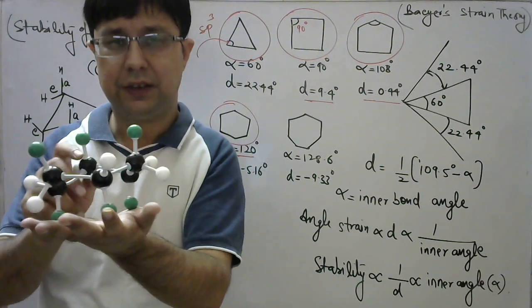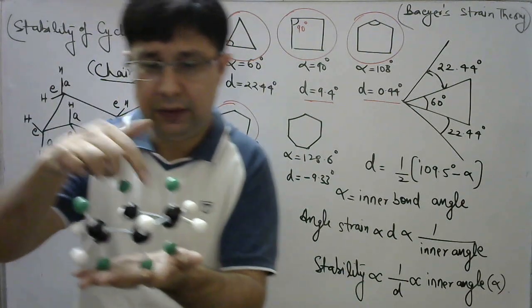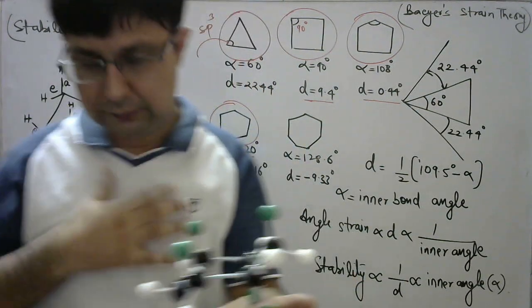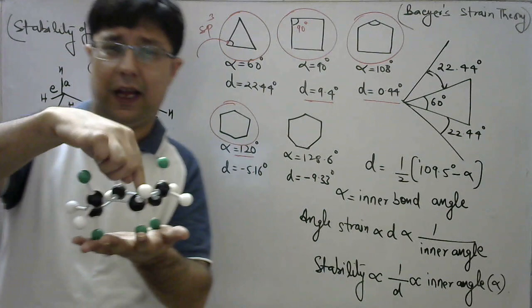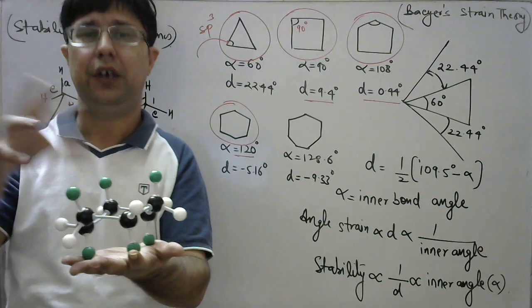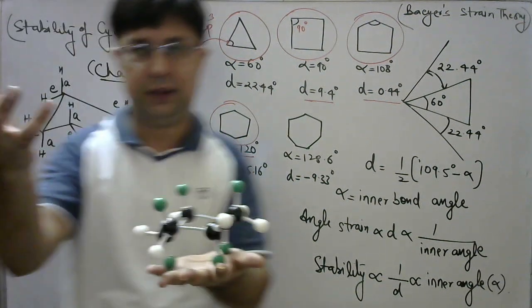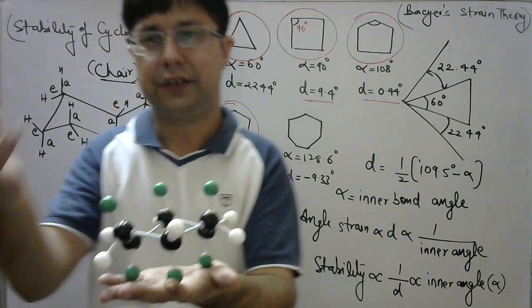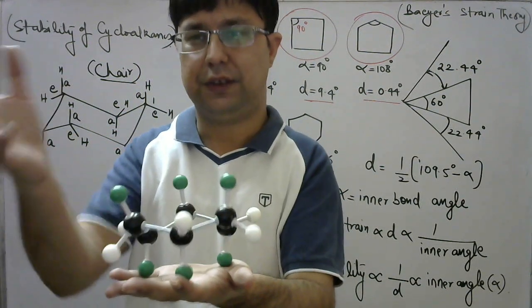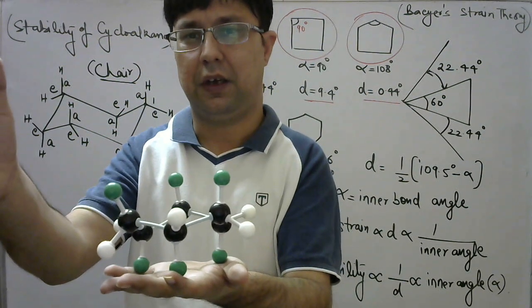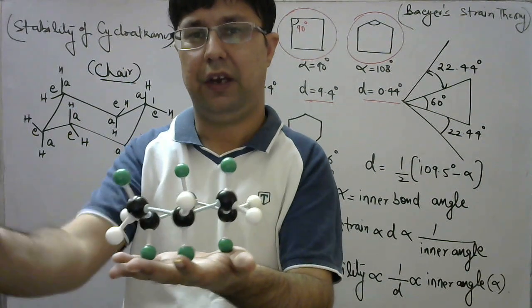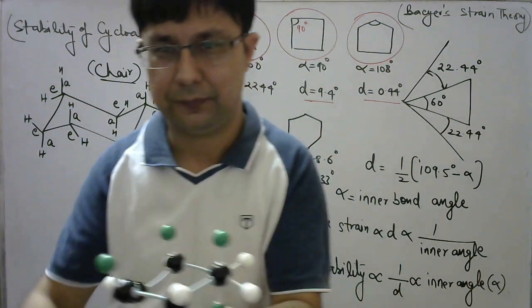If I consider the stability, I am observing that in this case, the angle which is present is near to 109 degrees. What does that indicate? It indicates that it is free from angular strain. इसमें किसी तरीके का कोई angular strain present नहीं है.